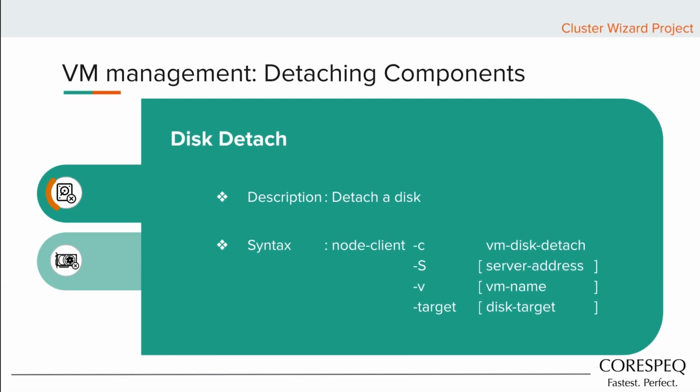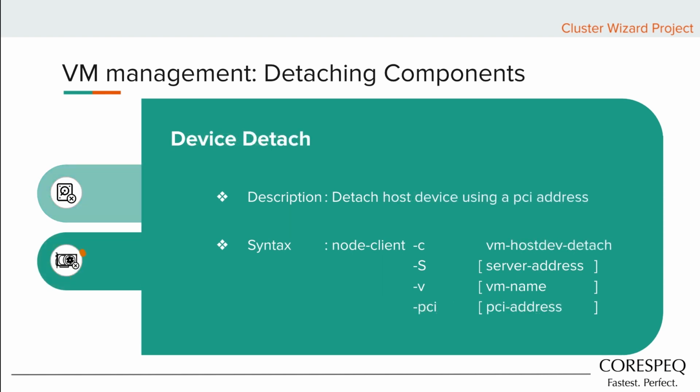The VM disk detach command detaches the target disk from the server's VM. This command needs the server address, VM name, and the disk target as the inputs. The VM host dev detach command is used to detach a host device using a given PCI address. This command needs the server address, VM name, and PCI address as the inputs.